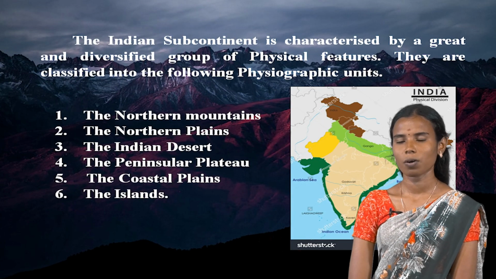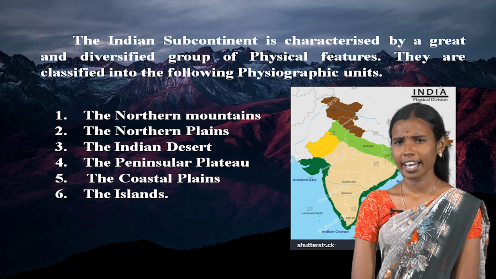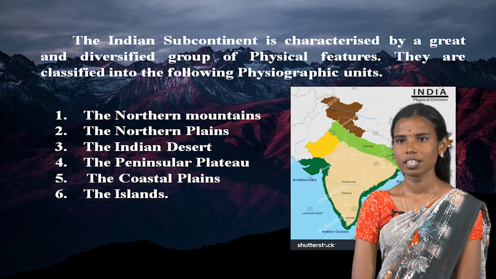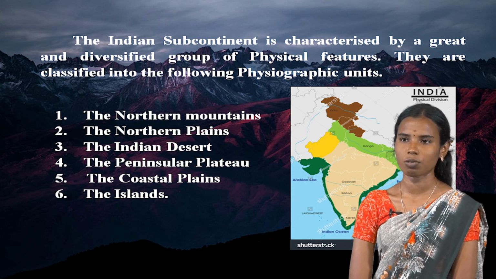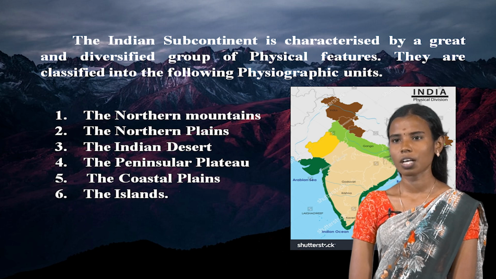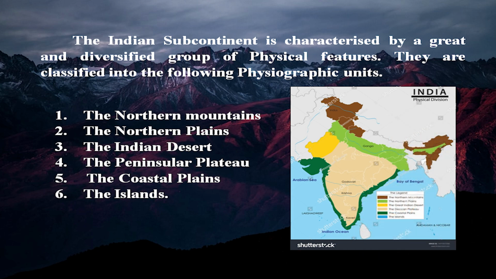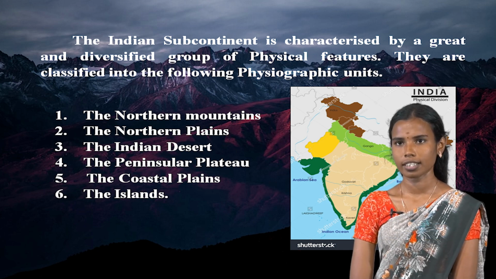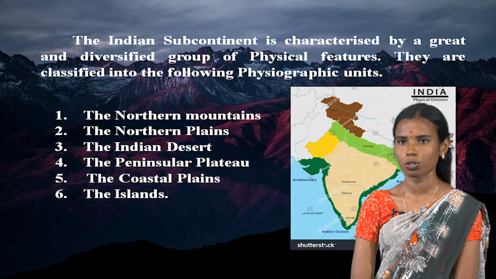Next, the Indian subcontinent is characterized by a great and diversified group of physical features. They are classified into the following 6 physiographic units. They are the northern mountain, that is the Great Himalayas, the northern plain, that is the Indo-Gangetic plain, the Indian desert, that is the Thar desert, the peninsular plateau, then coastal plains and the islands. Before going to the Himalayas, we will discuss the second, third and fourth, then finally we will go to the Himalayas.